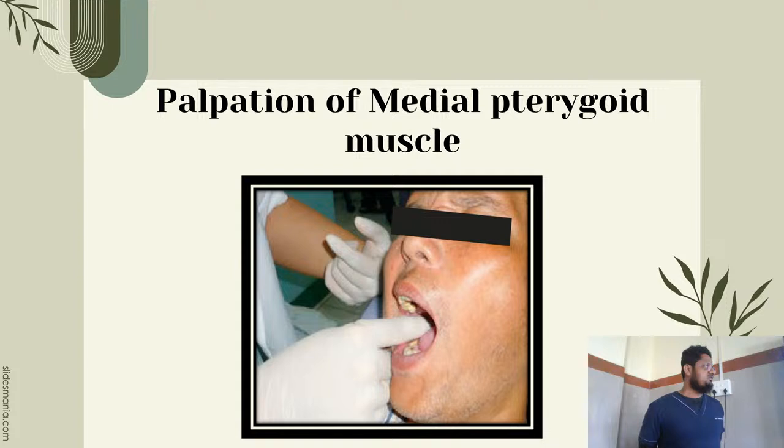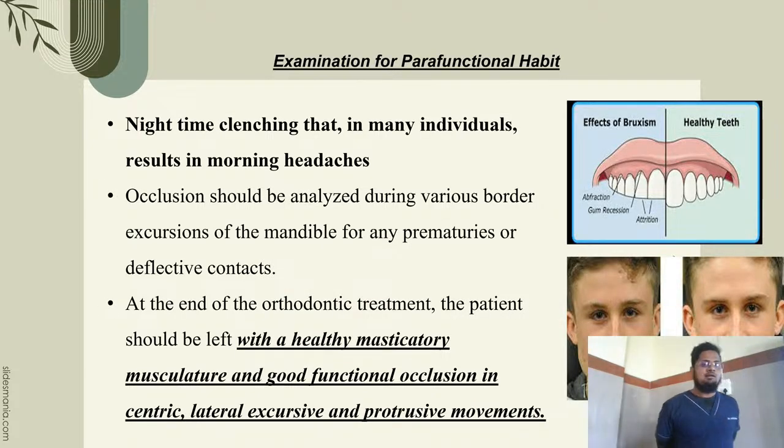For palpation of the medial pterygoid muscle, we insert the index finger on the inner side of the ramus and ask the patient to do the mandibular movements. We can check there for tenderness. All four masticatory muscles, the important muscles, should be checked for tenderness.